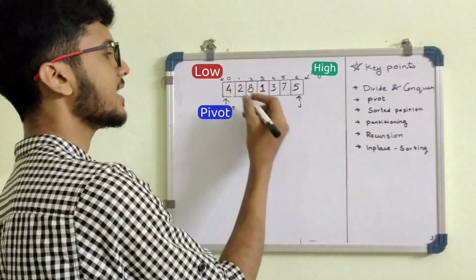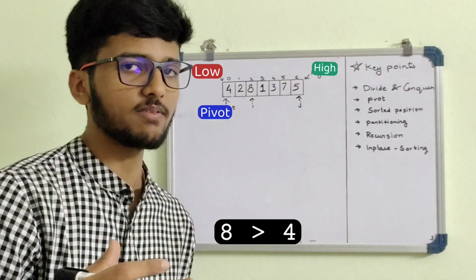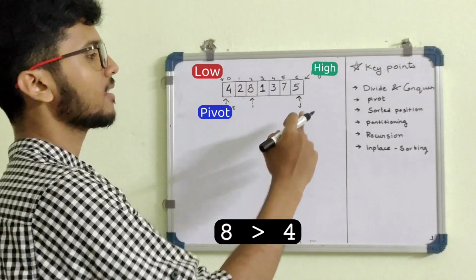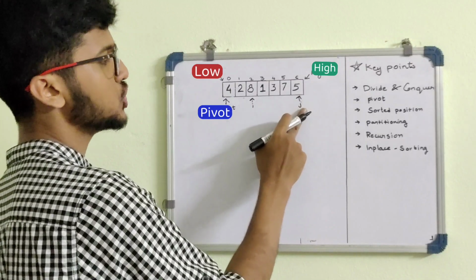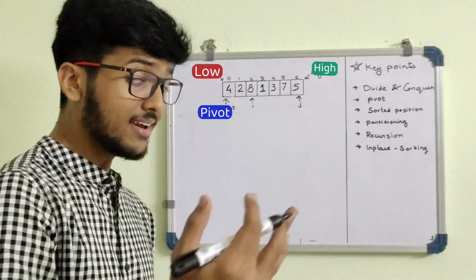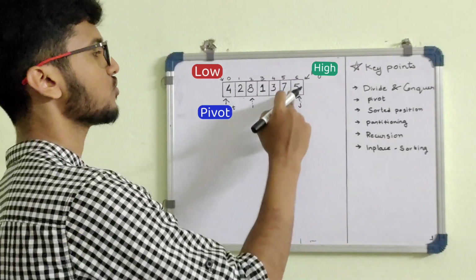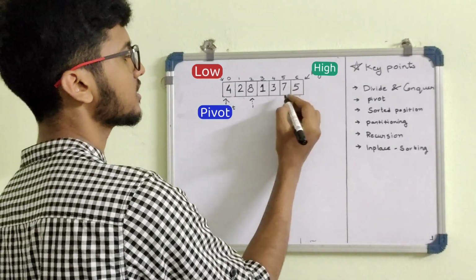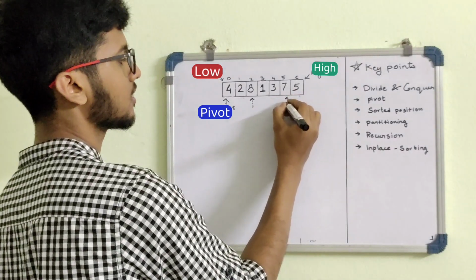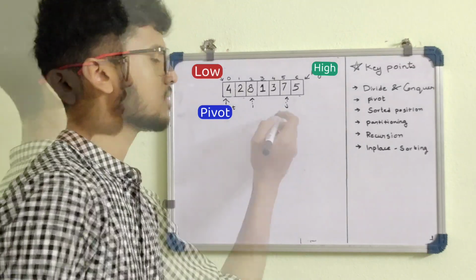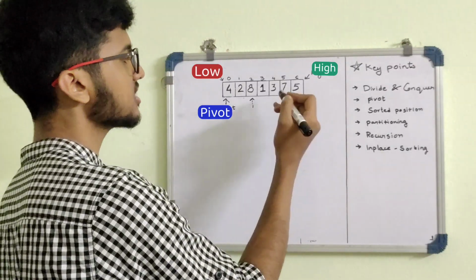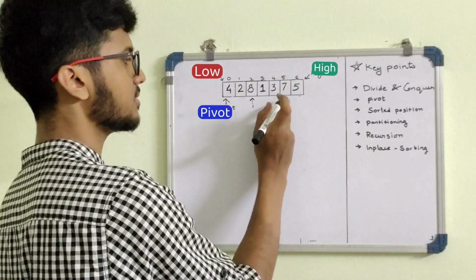Now the element at I is not smaller than or equal to the pivot element. So what we are going to do next is decrement J. Why? Because it is greater than the pivot element. So 5 is greater than the pivot element, decrement J. We check again: the element at J is greater than the pivot element, so decrement J.